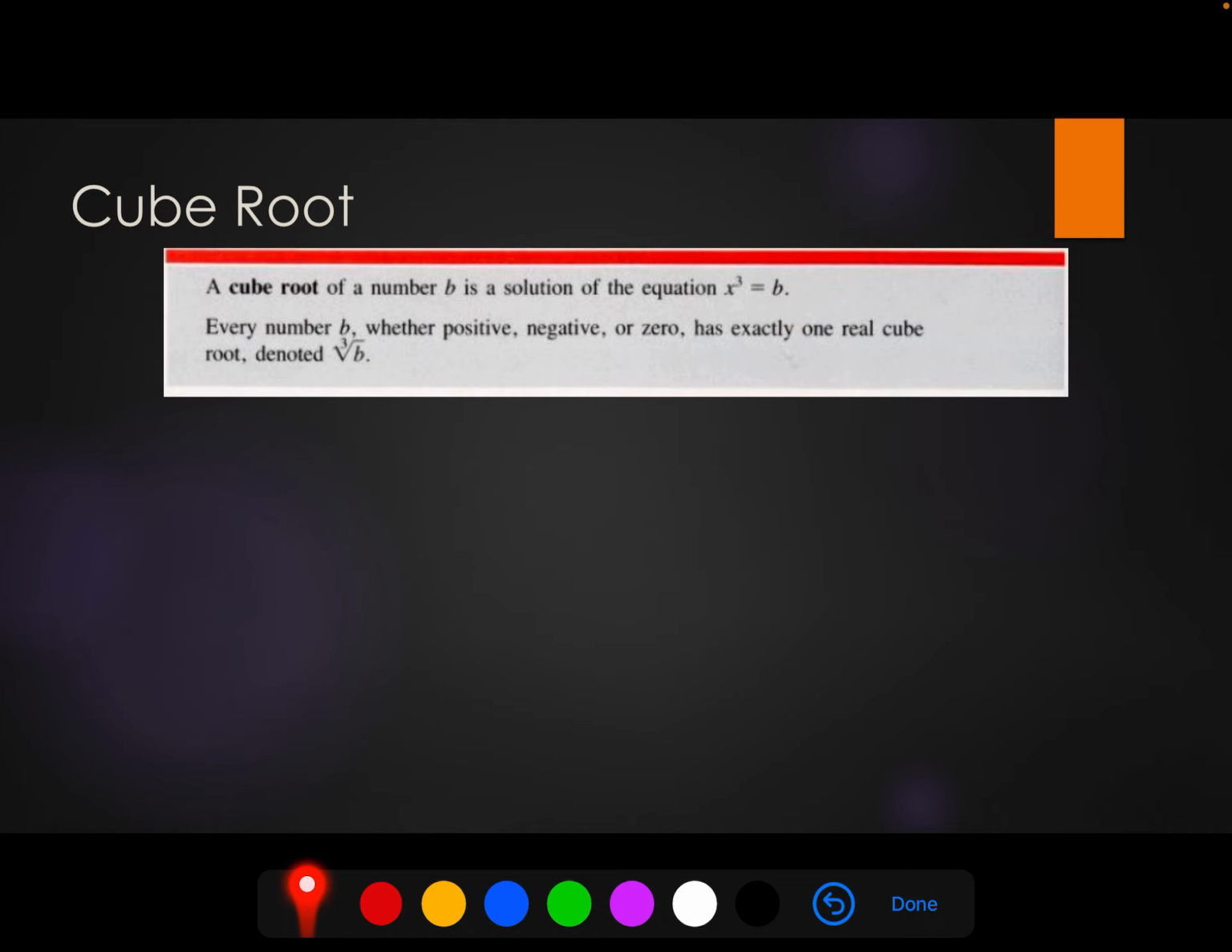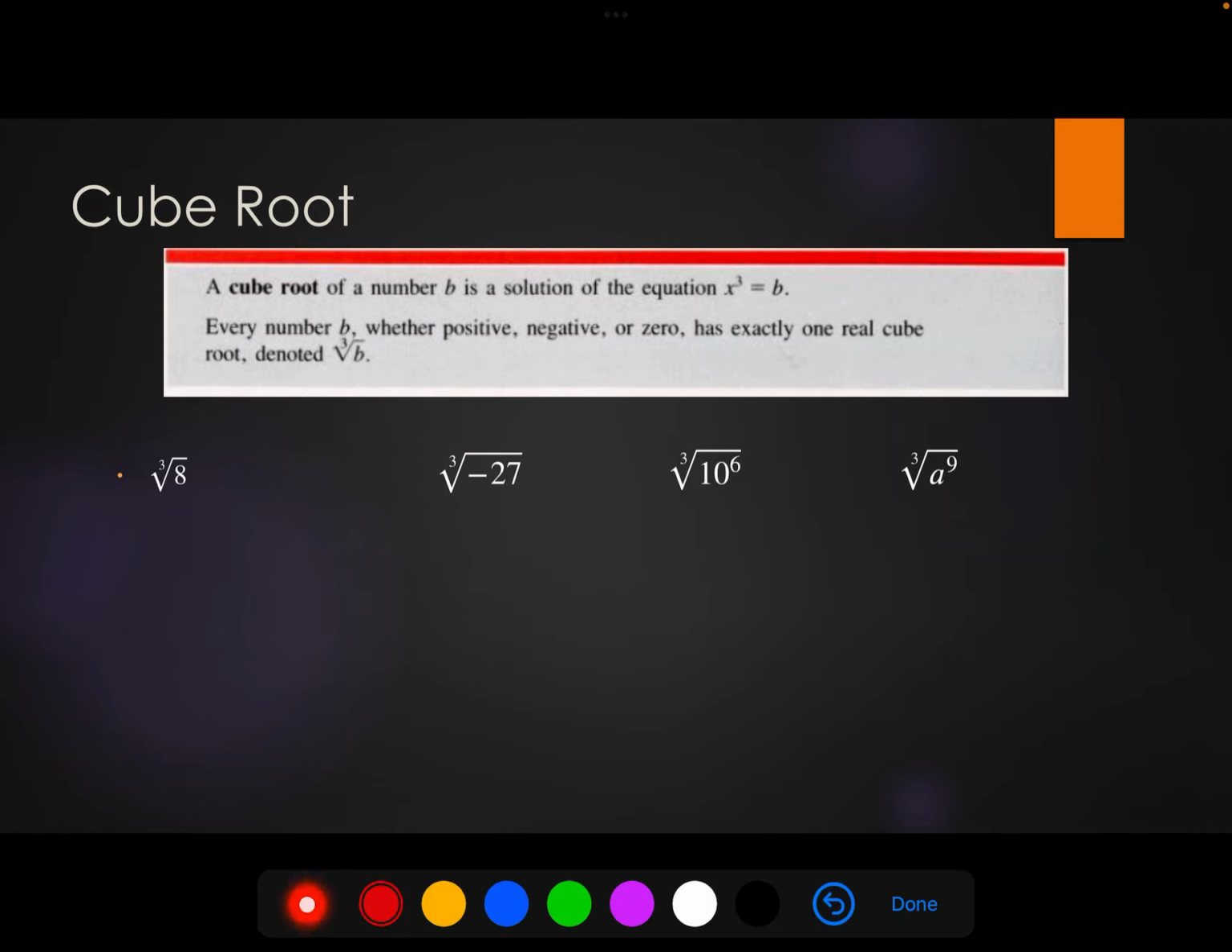cube root of. And another thing is that for every number b, whether it's positive, negative, or 0, it has exactly one real cube root, and this is how we denote that cube root. So let's take a look at some examples.